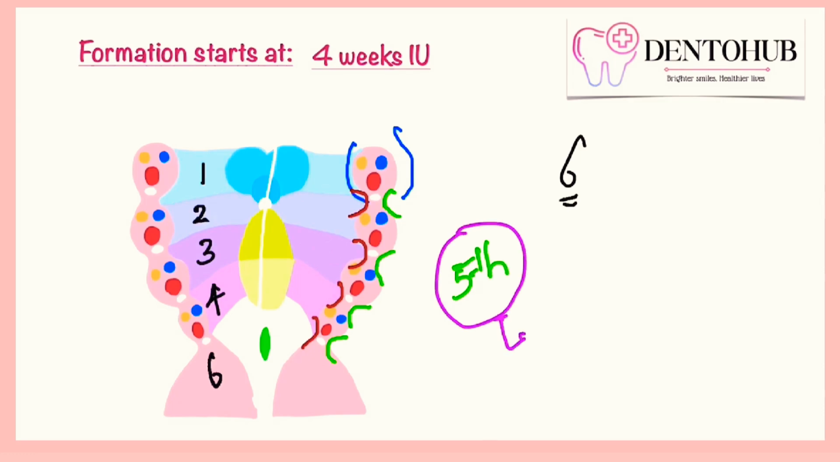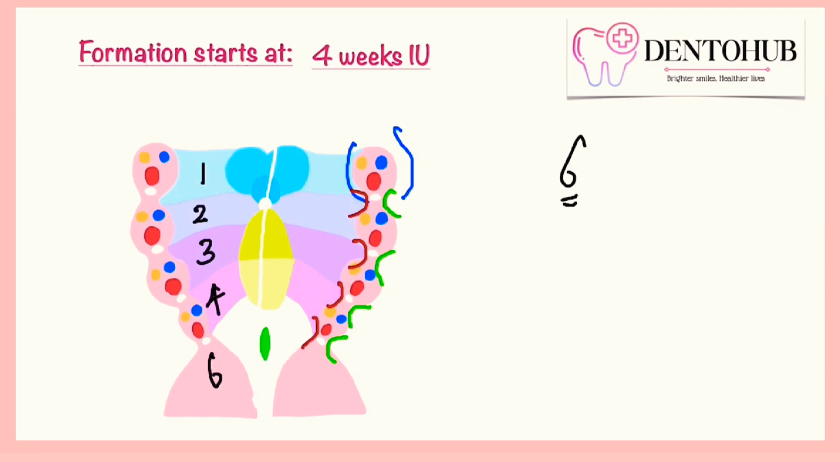Yes, the fifth pharyngeal arch is also present, but it regresses over time and thus doesn't contribute to the development of any particular structure. So the fifth pharyngeal arch is considered disappeared or regressed. Okay, so there is no fifth pharyngeal arch. Only the first, second, third, fourth, and the sixth pharyngeal arch contribute to the development of different structures.